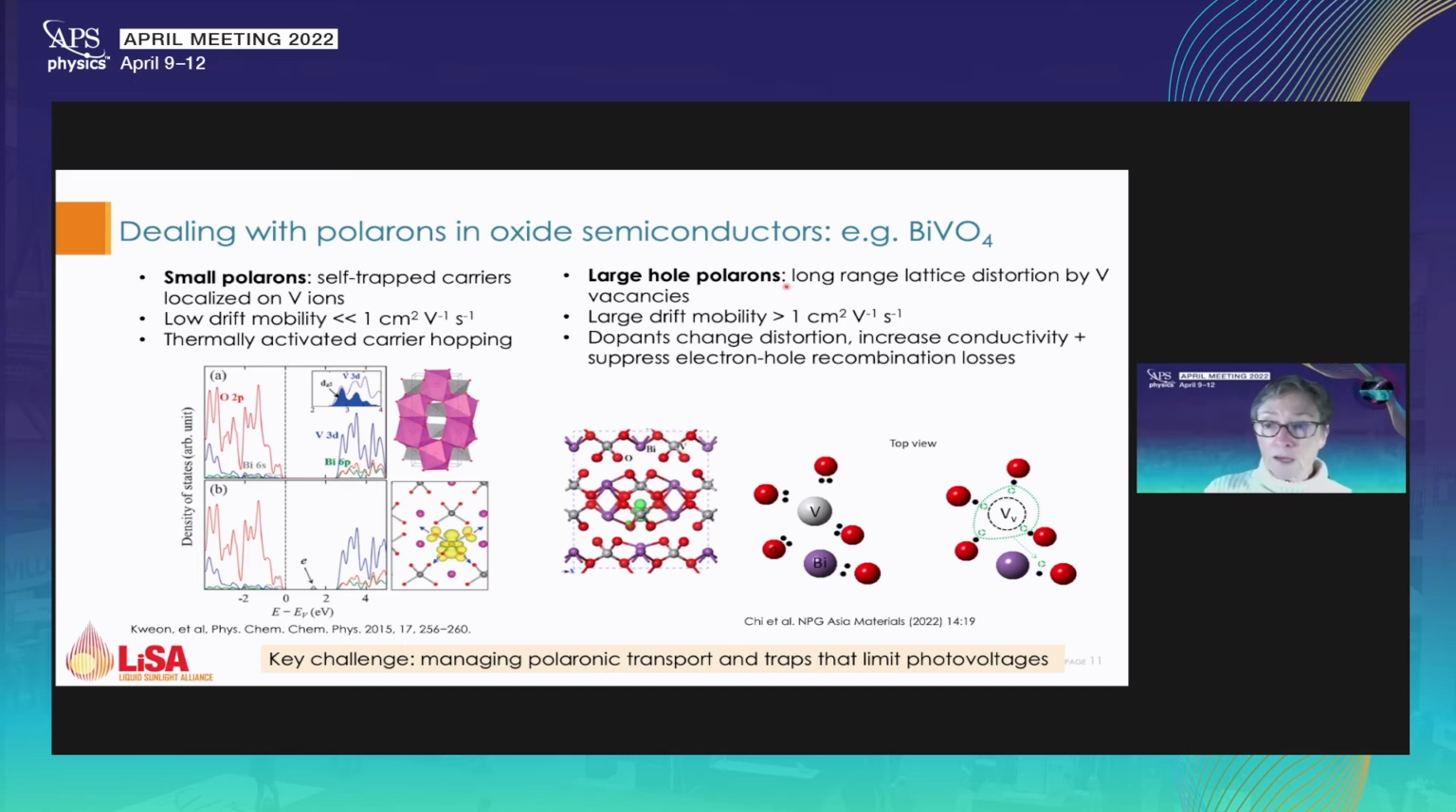Large hole polarons, on the other hand, are due to long-range distortions due to vanadium vacancies inside of the matrix. And it turns out that these can actually be beneficial for mobility by creating advantageous transport channels. And you can use dopants in order to change the distortion and change the conductivity, and also to manage electron hole recombination losses. So learning how to manage polarons, learning how to live with them through advantageous composition of these multi-element semiconductors is a very active area of research.